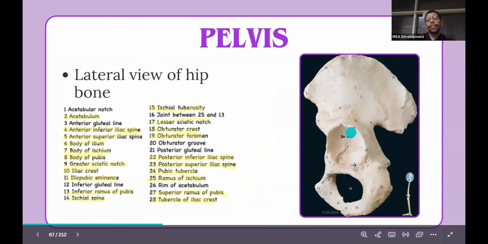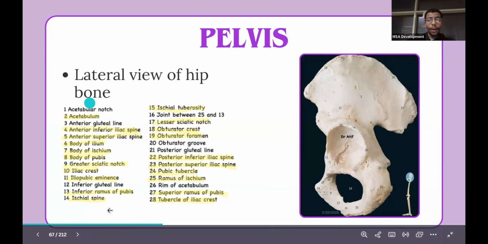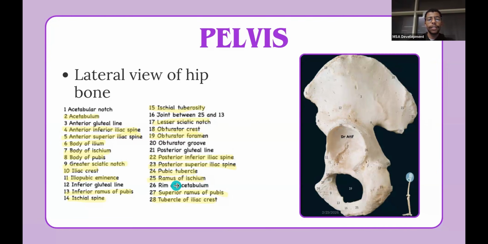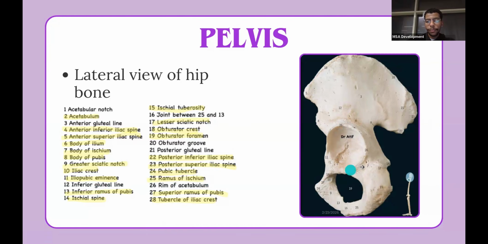Now, here's the lateral view of the hip. As we said, this is our acetabulum. Then here we have the pubis, here we have the ischium, and here at the top we have the ilium. Now, unfortunately, Dr. Atuf said you guys have to know all of these. However, I've highlighted the ones that you should definitely know. I know there are lots, but with repetition, they're going to become easy, inshallah.